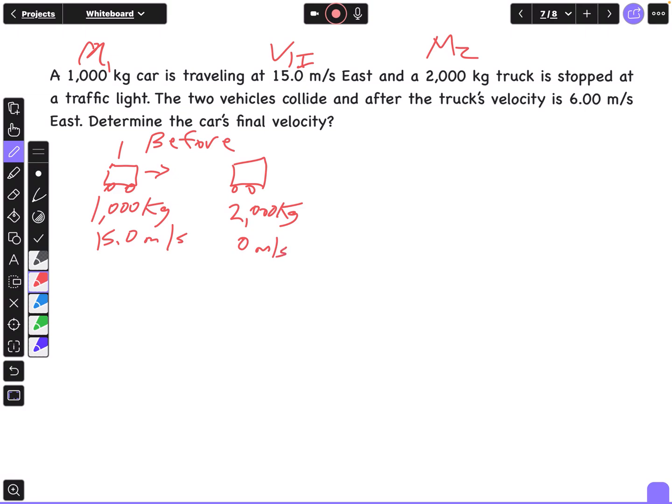Remember, if something's moving to the left, it has a negative velocity. Always make sure in these problems that you do that. If something's moving to the left or west, you consider its velocity to be negative, otherwise you'll miss the problem. So that's before the collision.